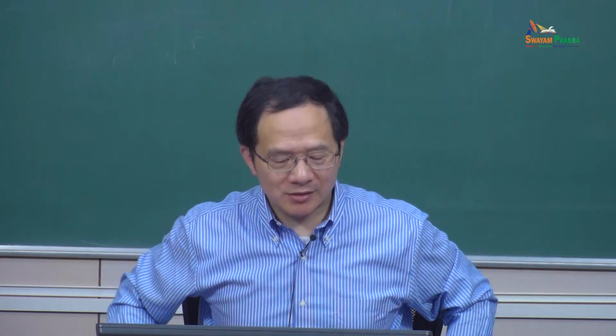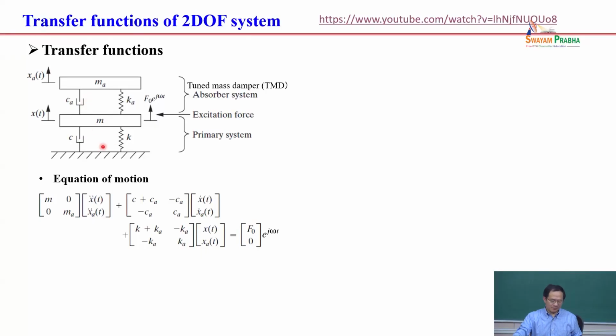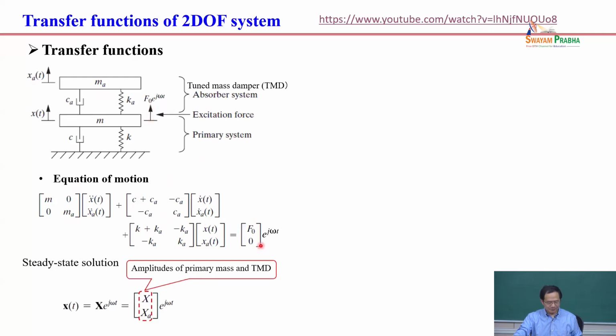So that is a two-degree freedom system, two masses, right? You can say one mass can quickly reduce the vibration of another mass. This is one specific two-degree freedom system. For the two-degree freedom system, you write the matrices: mass matrix, stiffness matrix, damping matrix, right? Then you have force excitation acting on the first mass. So you can find the solution if X takes this shape, with the amplitude of the primary system and the absorber system.